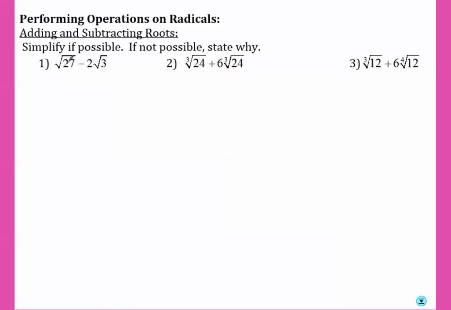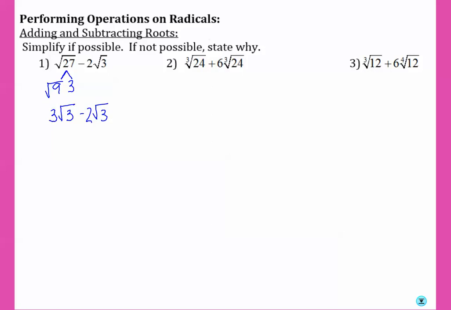same radicand. So we have the square root of 27 minus 2 square roots of 3. Since our radicands are not the same, let's see if we can simplify and make them the same. The square root of 27, we can break that up into 9 and 3. The square root of 9 is 3. With the square root of 3, bring down our minus 2 square roots of 3.